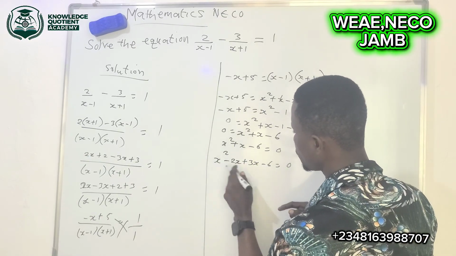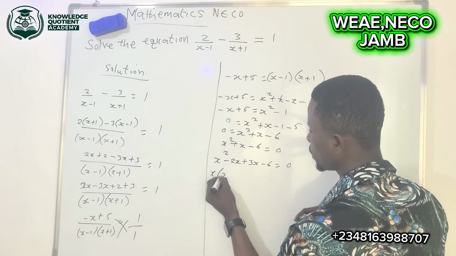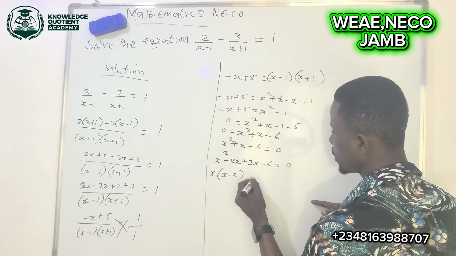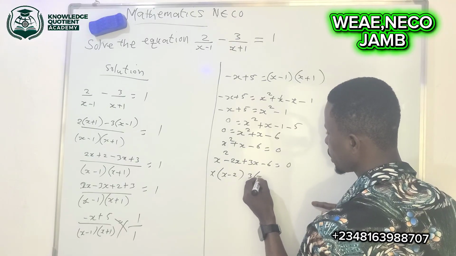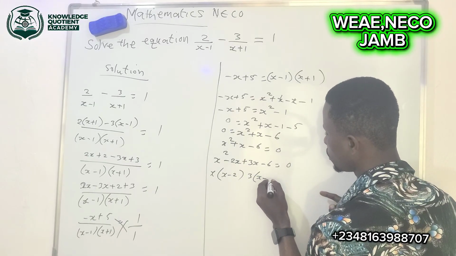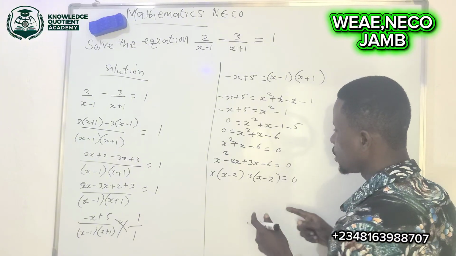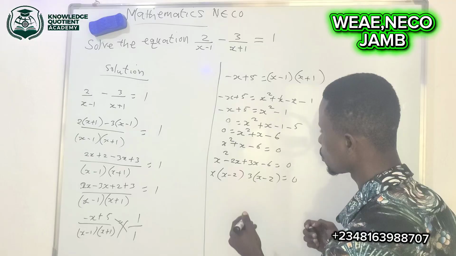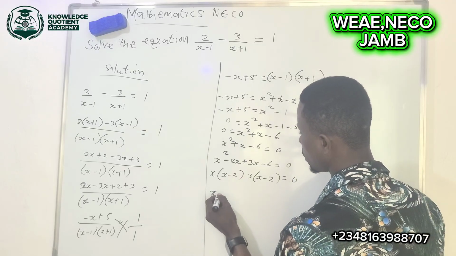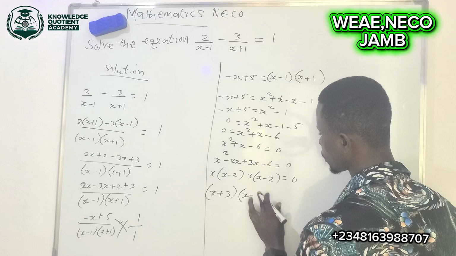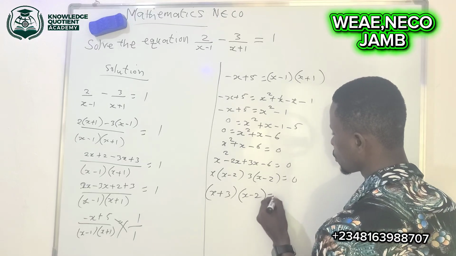What is common between here and here? Well, x open bracket x, then what's remaining, minus 2 close the bracket. What is common between here and here? I will have 3 open bracket x, then this 3 divided by minus 6 will give me minus 2. So this one is equal to 0. If you notice these two brackets, they are equal. That means we are good to go. So I will choose one of them. I will have x plus 3 open bracket close bracket, then x minus 2 close bracket is equal to 0.